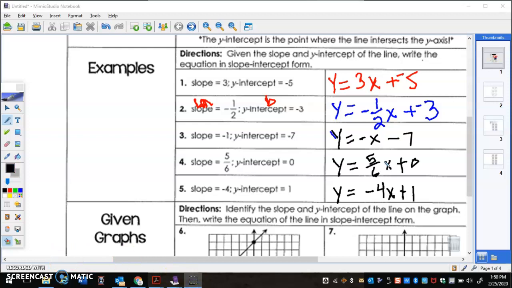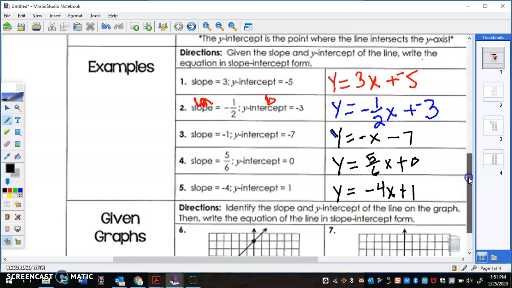Guys, check your answers. How'd you do? If you put a -1 in front of the x, that's fine. It means the same thing, right, as if it was just a -x. If you change this to plus a -7, that's also okay. This one, 5/6 x plus 0. In fact, sometimes you won't even see the plus 0 there, because plus 0 would be nothing, so that might not even have it. And then -4x plus 1, since that's a positive 1 down there.